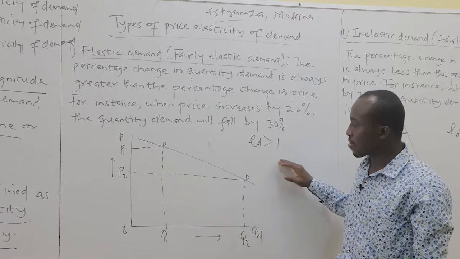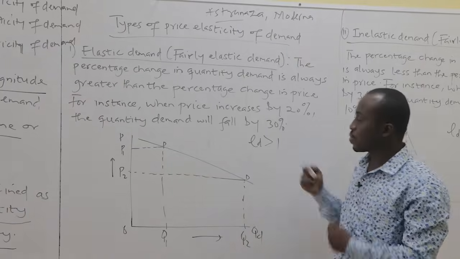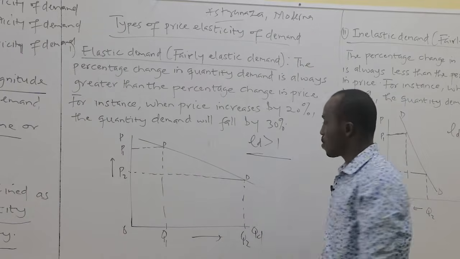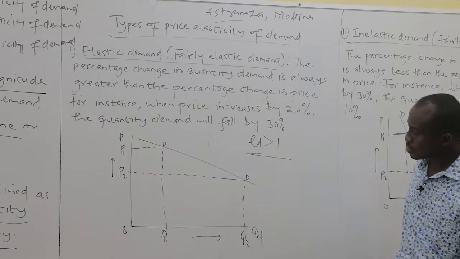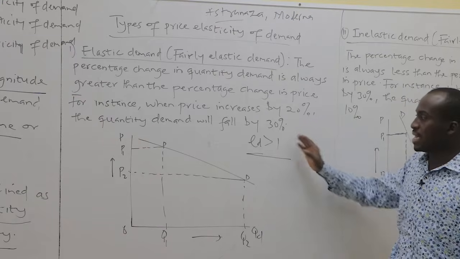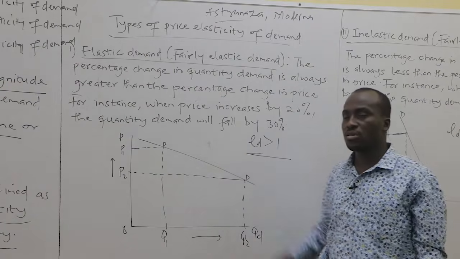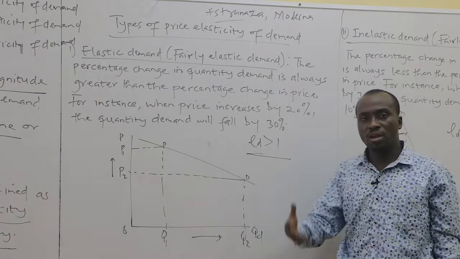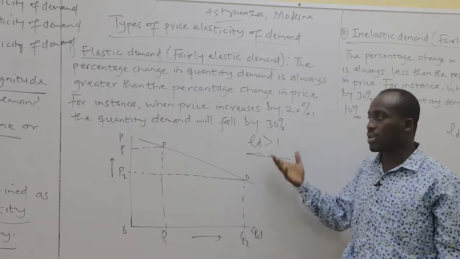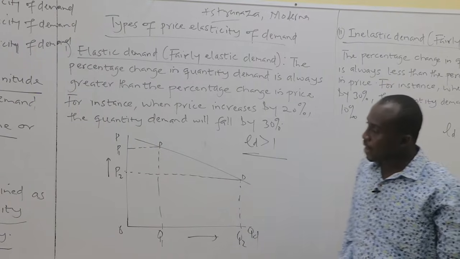And let's look at a diagram. Whenever you have elastic demand, the elasticity is always greater than 1. And later you will understand what elasticity greater than 1 means, meaning that the commodity is very sensitive to changes in price. That's what it means. And later we're going to use calculations, we're going to solve to understand how these things work. Let's see the diagram.